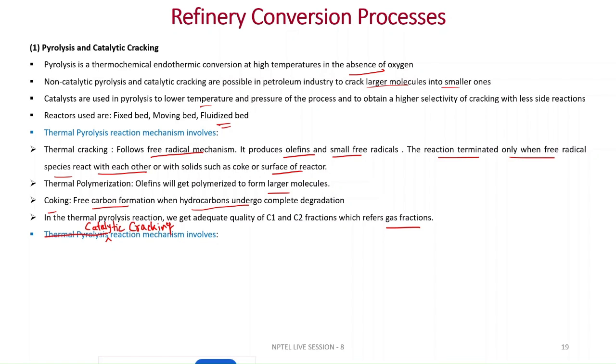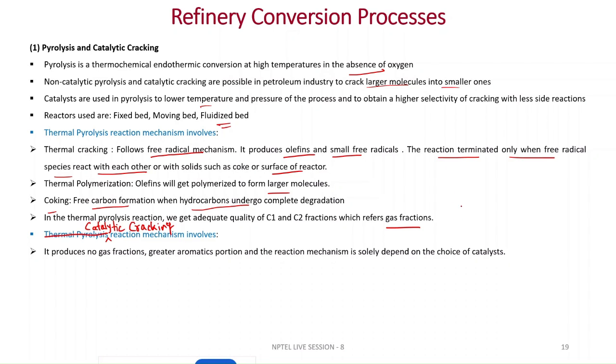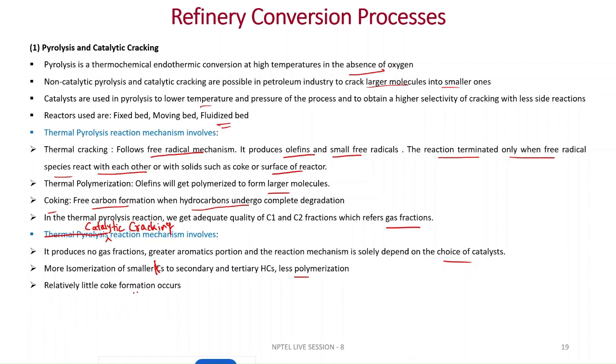In catalytic cracking, the reaction mechanism produces no gas fraction at all. Greater aromatic portions are produced, and the reaction mechanism solely depends on the choice of the catalyst. There is more isomerization of the small hydrocarbons to secondary and tertiary hydrocarbons, and less polymerization occurs. Relatively little coke formation occurs compared to the pyrolysis process, and it produces high quality petrol from any crude source, with an octane number in the range of 80 to 90.